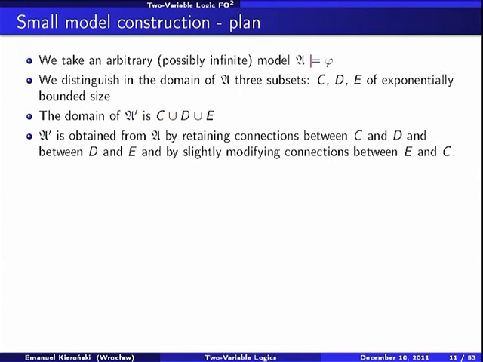In fact, this new structure, A prime, will be such that the connections between elements from C and D will be taken from the original structure. Similarly, the connections between D and E. We only slightly modify the connections between C and D.